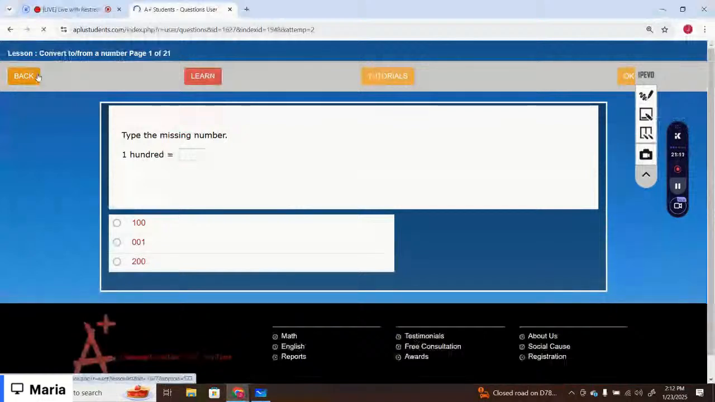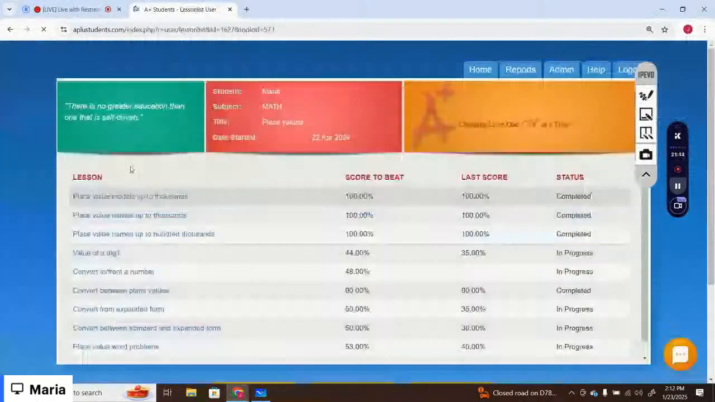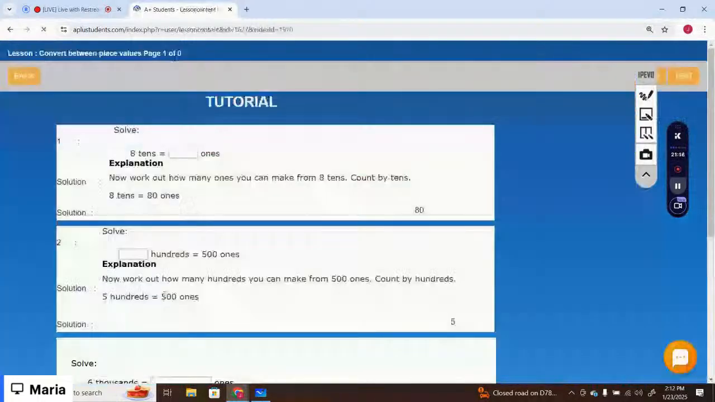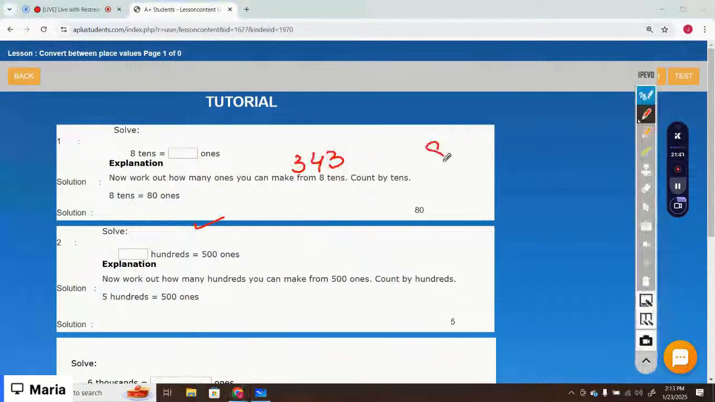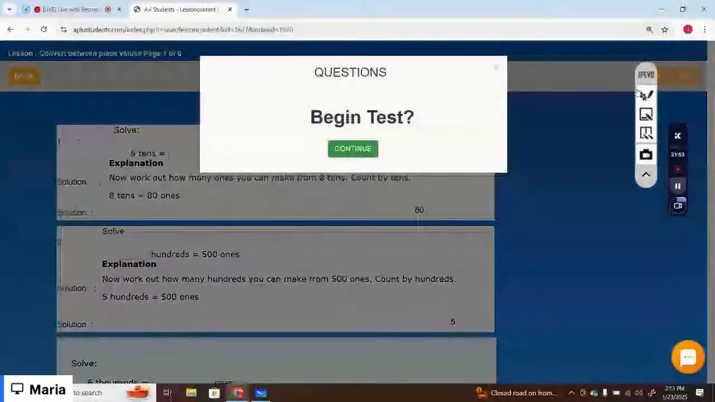Hold on. That is convert between place values. 8 tens. How many ones do we have in 8 tens? 8 tens means 80, right? So how many ones? You have 80 ones there, right? The correct option is 80 ones.